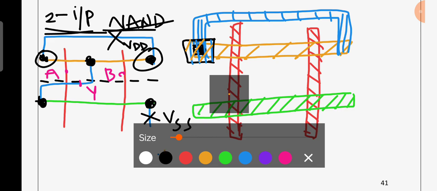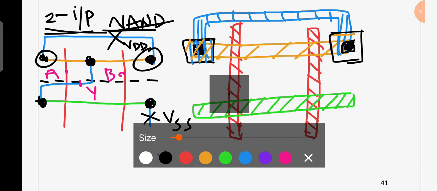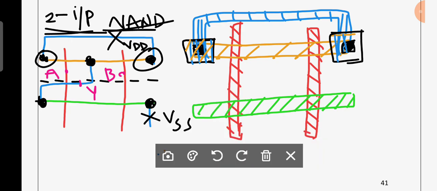Here also you can observe that I have to take black color. Here also I have to take a contact area, and it is what? A contact cut. Now you can observe that this one is metal, and I have to give P diffusion.